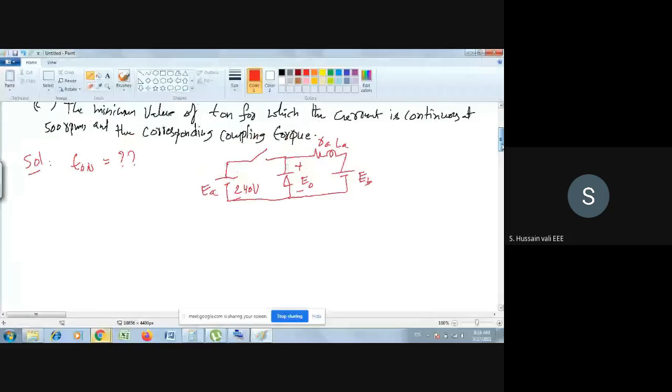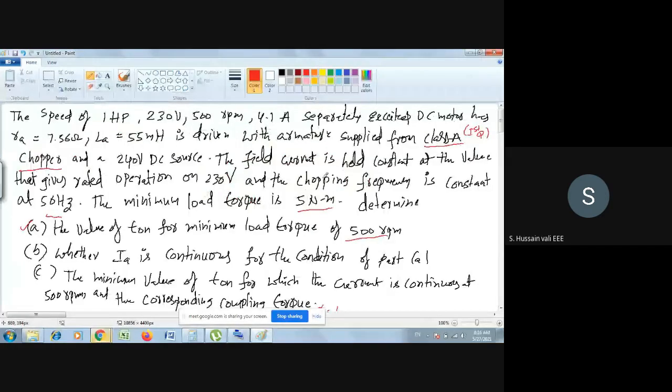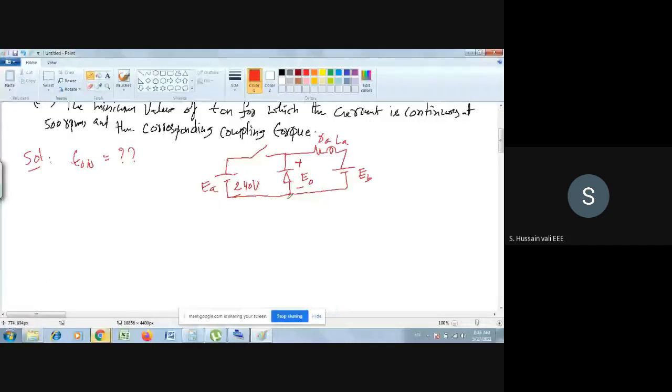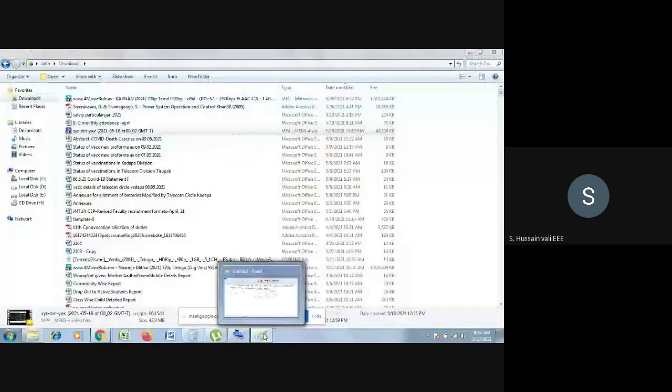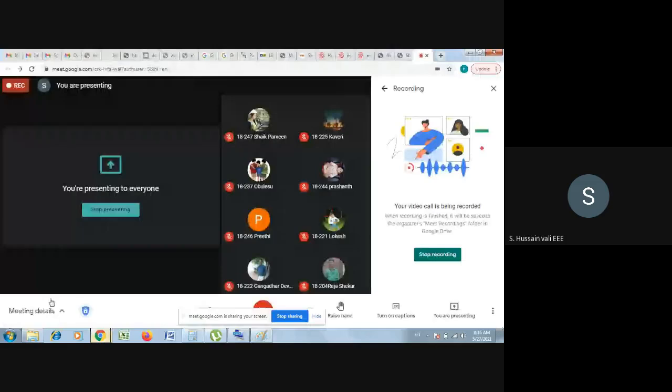Yeah, this one. 240 volt DC source. Okay. And so E naught is there, EB is there, RA, LA values they have given. Okay, now what do you have to find out? He is asking you to find out T on.